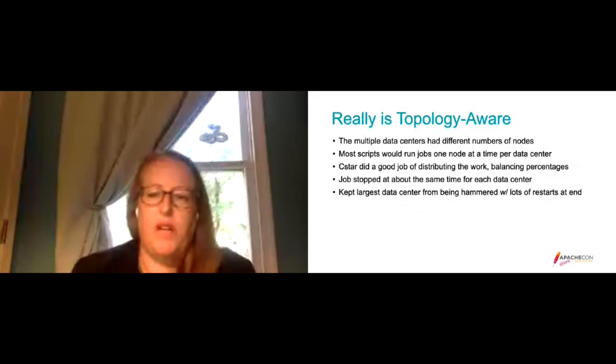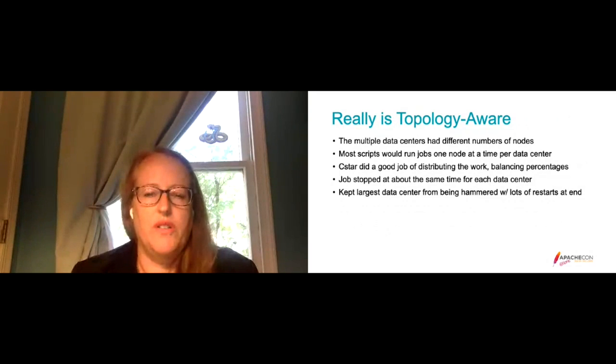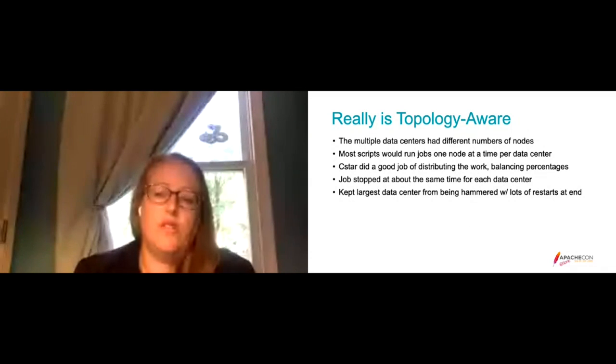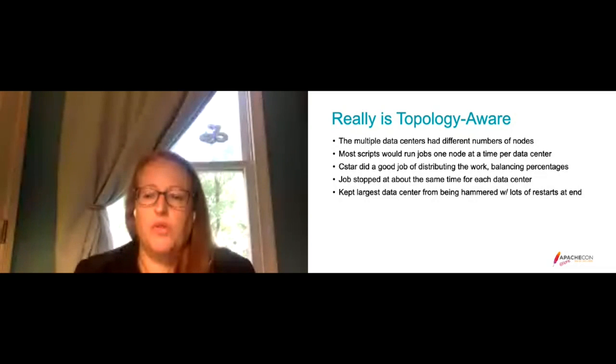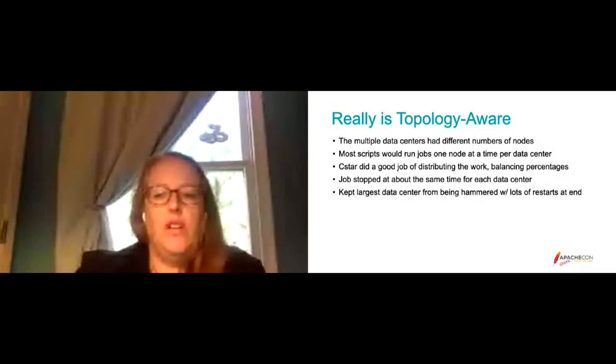And then just to note, it really is topology aware. This is obviously documented. It's kind of the point of cstar. But until I saw it live, I didn't realize how cool it was that it did balance. Remember that fourth data center had a lot more nodes in it. If we had just been doing kind of a round robin and doing them one at a time on the data centers, then that last data center would have had a lot of restarts at the end. So it was really nice to see that it was balancing, what appeared to me to be balancing on percentages of nodes per data center. So anyway, it balanced the job's time for each data center, and I found that to be a really good advantage.